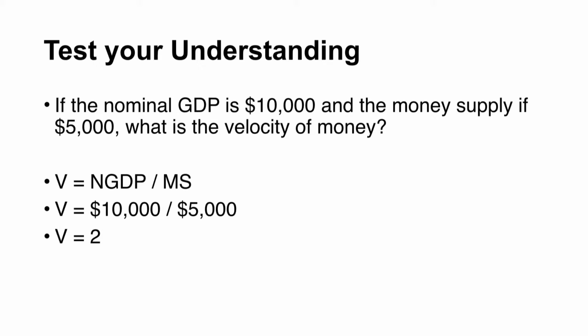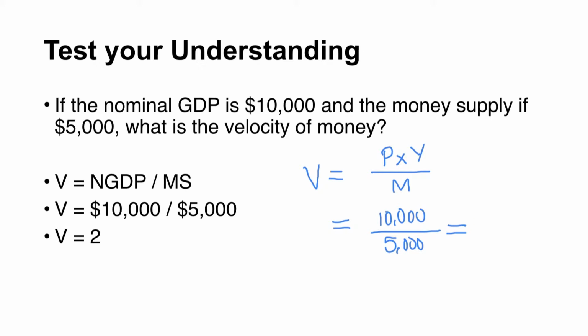All right, well, let's take a look. Recall that from our velocity equation, we know that price level times real GDP divided by the money supply will give us the velocity of money. So if the nominal GDP is $10,000, divided by the money supply of 5,000, that would tell us that our velocity of money is 2.